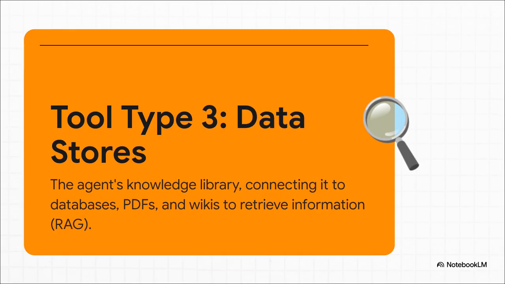And the third type of tool is data stores. This is basically the agent's private library. You can connect it to your company's databases, your internal wiki, even a folder full of PDFs. This allows the agent to look up specific, factual information. It's a technique called RAG, so you know it's working with the truth, not just making stuff up.